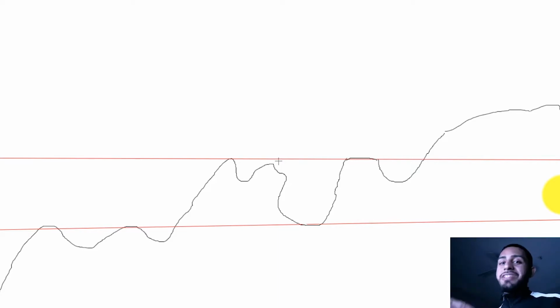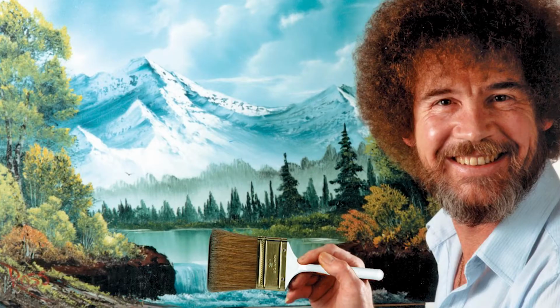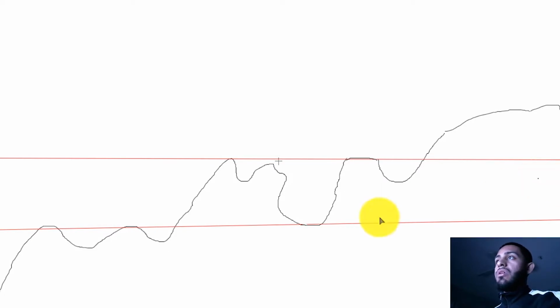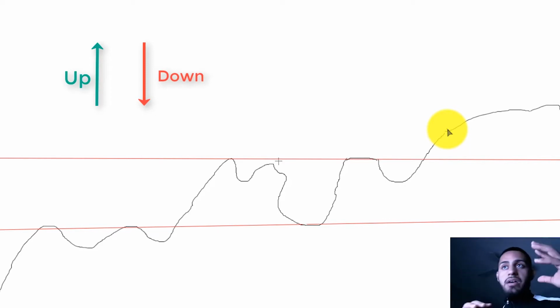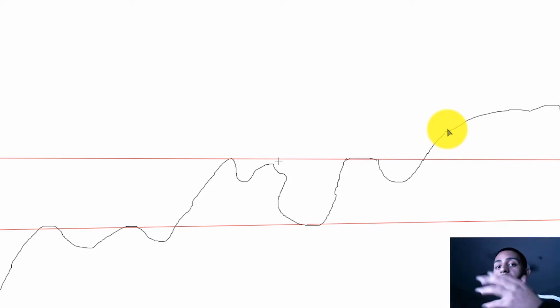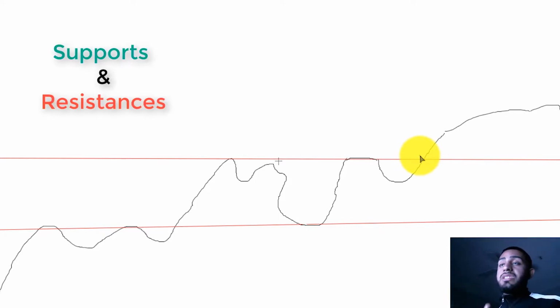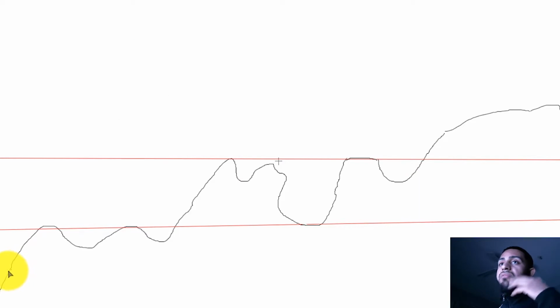Not the best artist, I'm not an artist, but this will do for right now, just to explain the basics of it. So the black line right here, if you follow the cursor, we'll just pretend this is the price of a stock, right? In the stock market, prices fluctuate, they go up, they go down, right? And one of the most basic indicators when it comes to trading in the stock market is just setting up supports and resistances, right? So let's just follow it from the beginning.